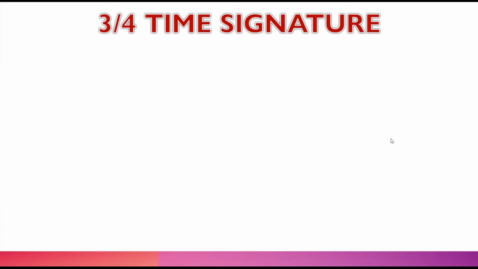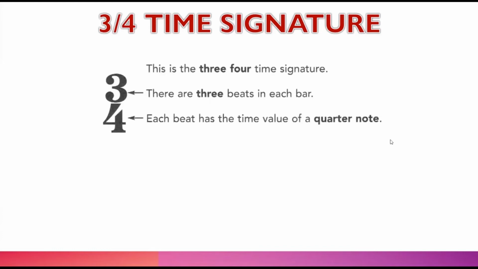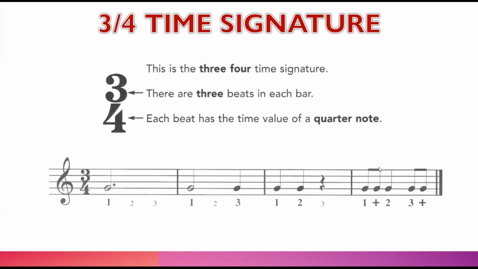Another time signature that we're going to learn is the 3/4 time signature. Now the 3/4 time signature is very simple. There are only 3 beats in a bar. In our example, you can see the time signature written right there after the clef. Again, the note G is being illustrated.